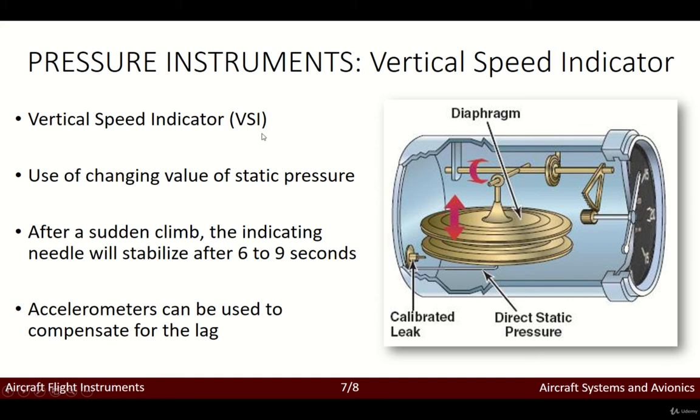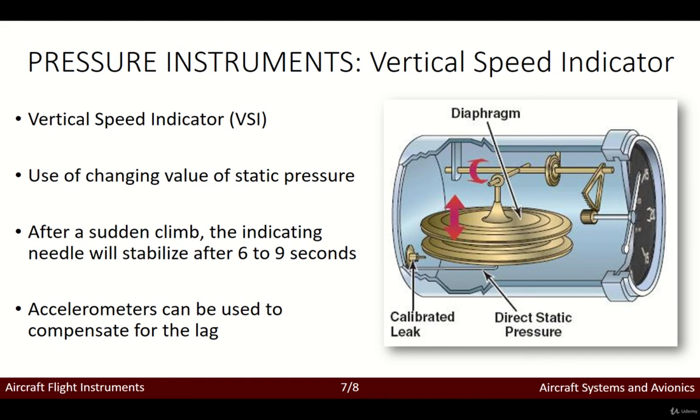The vertical speed indicator uses the changing value of the static pressure to determine whether the aircraft is moving up, meaning the perceived static pressure is decreasing, or moving down, in which case the static pressure will be increasing. So, main idea: similarly to the altimeter, it uses static pressure measurements, although in the case of the vertical speed indicator, the indication of vertical velocity is given by the instant change of pressure.